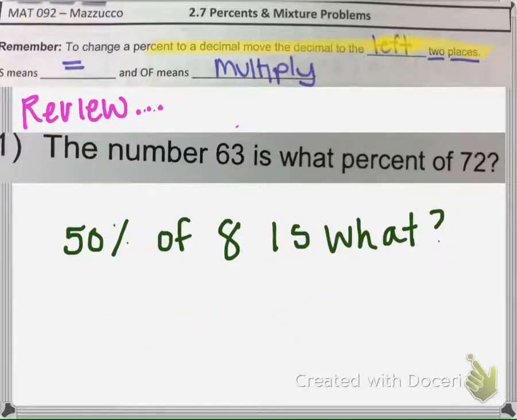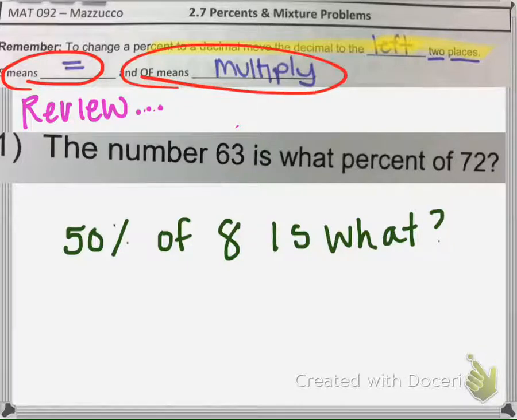And then we know that the word "is" represents equal, and the word "of" in math means multiply. To make sure we understand that, I made up an example before we do example 1 that most of us could probably do in our head. Here it says 50%, and we know that on a test you can get 100%. So 50% is half, right? It's saying 50% of 8. So what's half of 8?